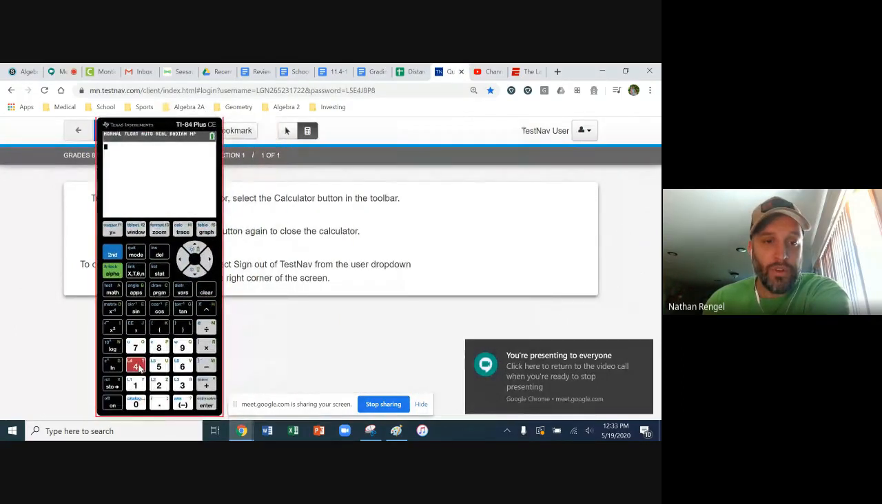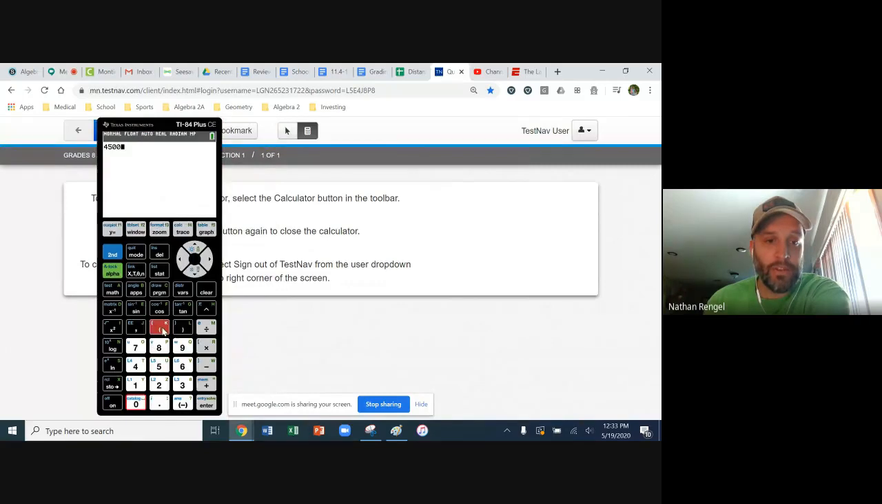So we'll take 4,500, and you can open up a set of parentheses, 1 plus, I like to use the fraction button, it's alpha y equals, our rate is 0.035 divided by 12. And then once you do that, get your 12 in there. Let me do that again.